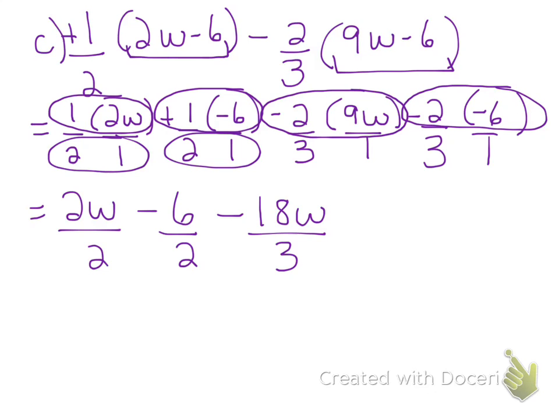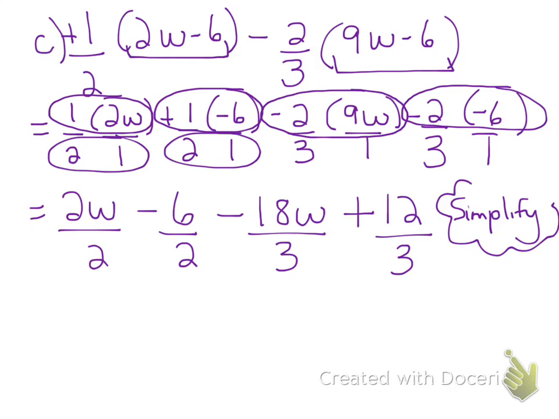Negative 2 times negative 6 is positive 12. 2 times 6 is 12, and a negative times a negative is a positive. And then 3 times 1 is 3. I want you to make sure that you simplify at all times if you can.